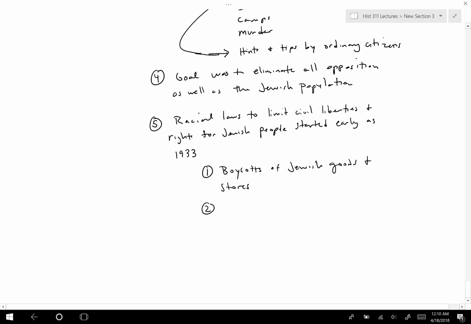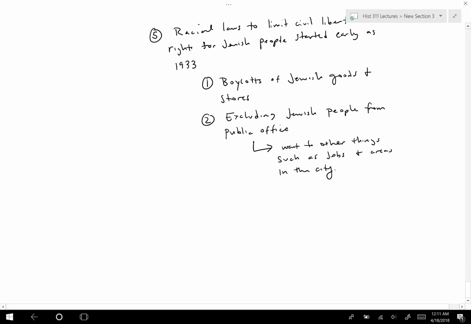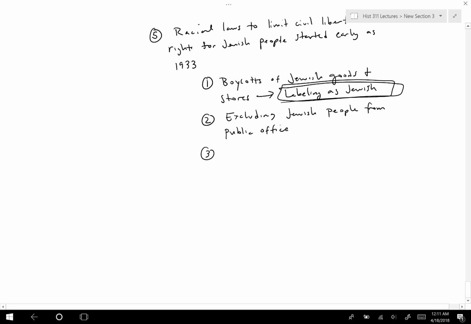which part of this process was excluding Jewish people from public office. And from here, it went to other things such as jobs and areas in the city. So I guess I'll just put this as a separate thing because it's actually several things. So public office, boycotts, and labeling. This is a huge part too. Labeling as Jewish, right? It's going to eventually be the star, not yet, but that identifying, that's a huge part of it.